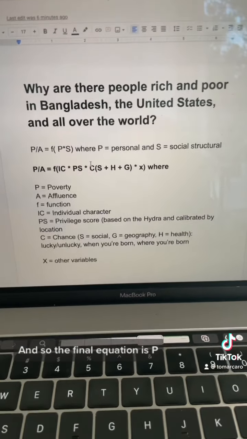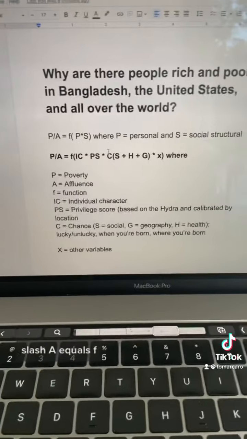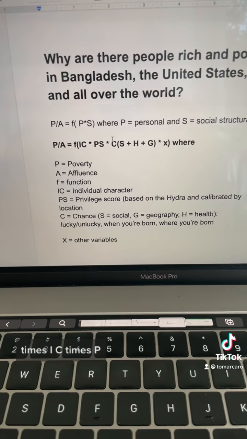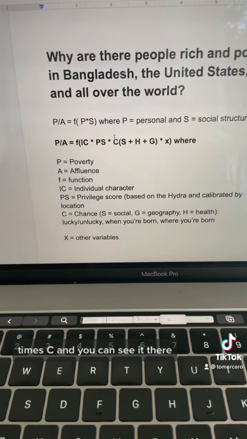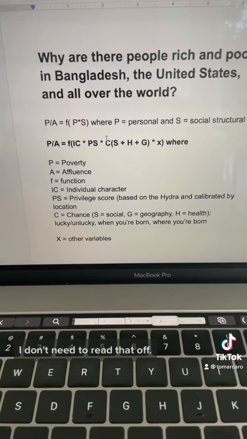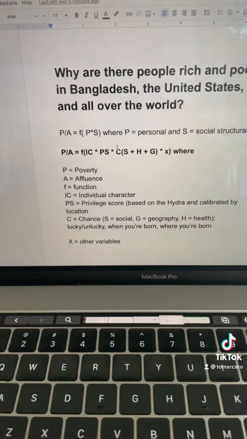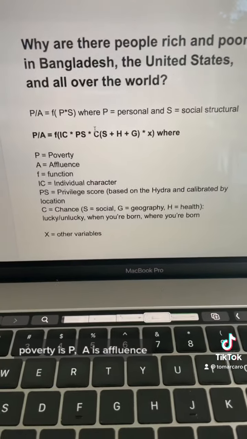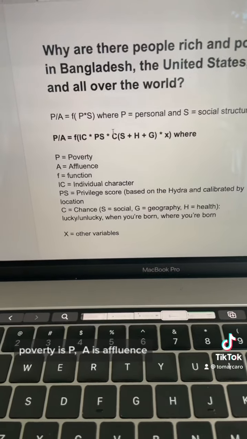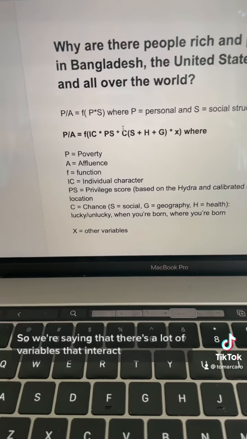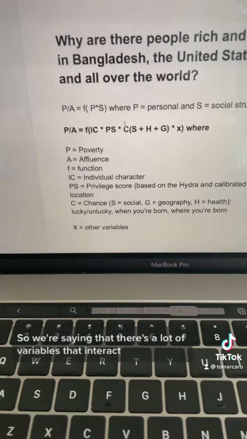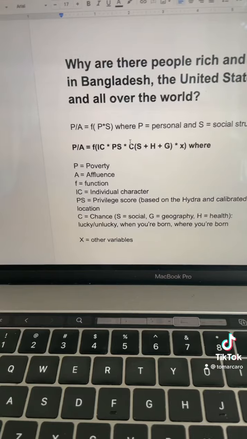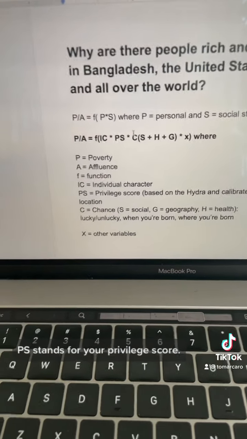And so the final equation is P/A equals F times IC times PS times C, and you can see it there. I don't need to read that off. And so that's my long equation. Poverty is P, A is affluence, F is function. So we're saying that there's a lot of variables that interact. IC stands for individual character. PS stands for your privilege score.